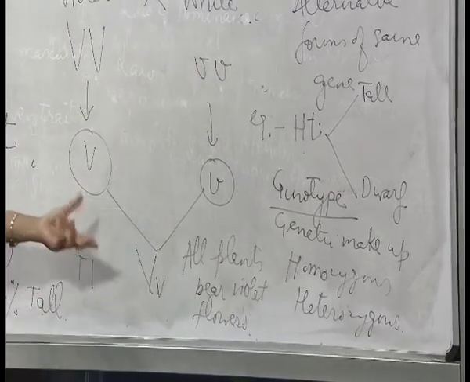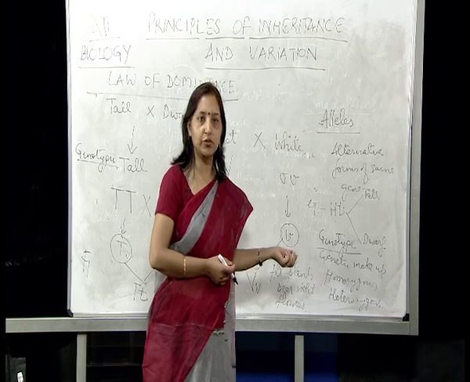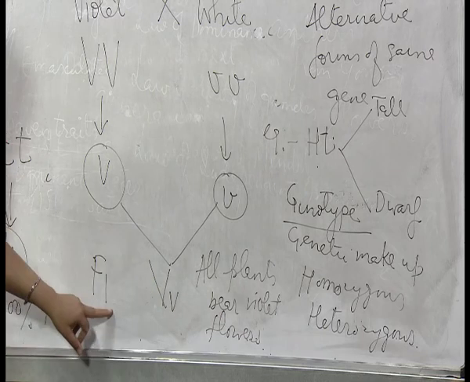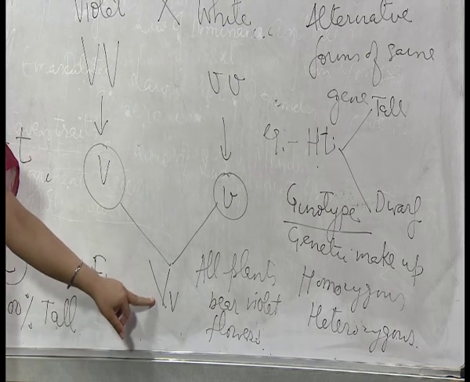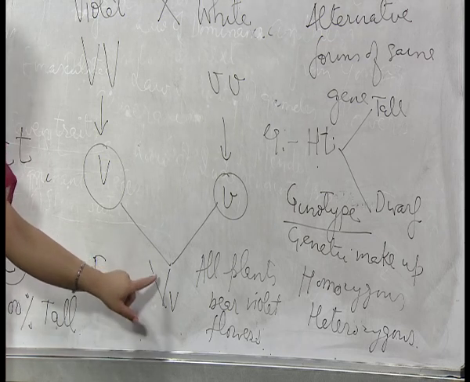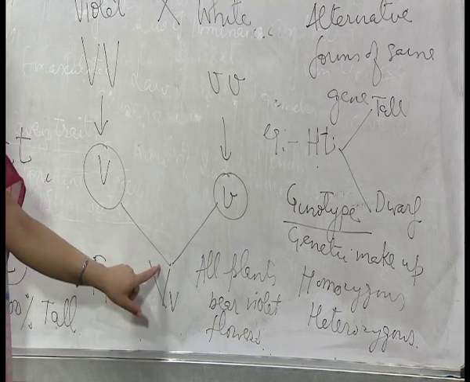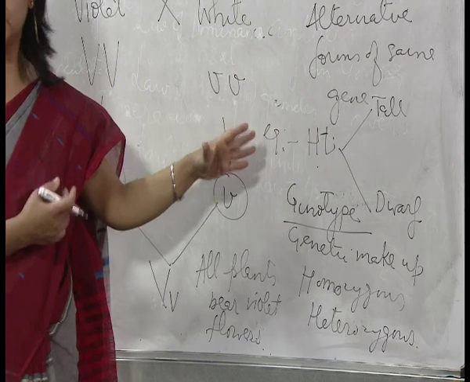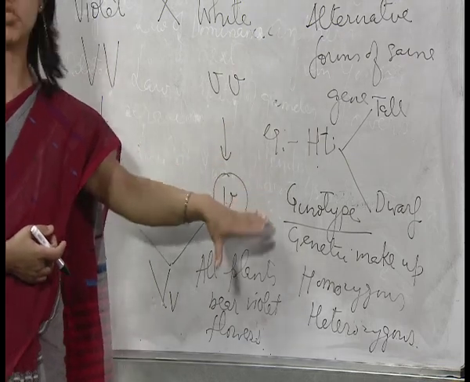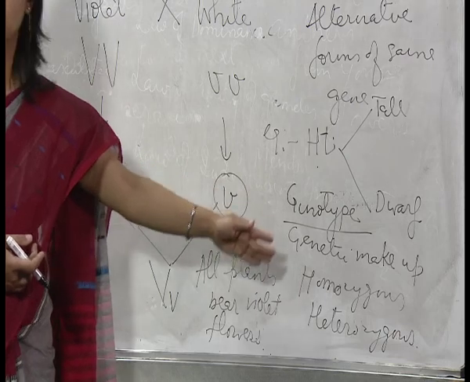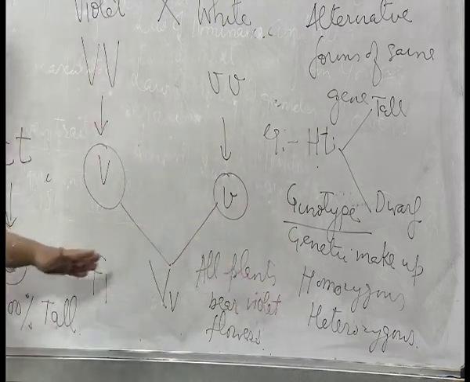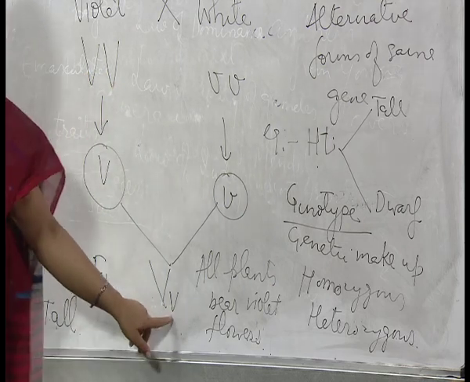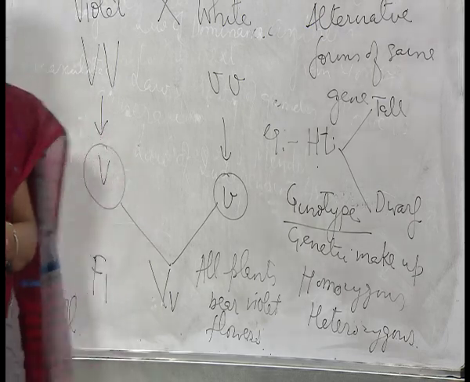But if the same allele is not duplicated, that is called heterozygous, or the hybrid organism. We can see in the first generation, all plants bore violet flowers, but they were all hybrid because the same allele is not duplicated. One is capital V and the other is small v. So the second term of inheritance is genotype, the genetic makeup of an organism, which is of two types, homozygous and heterozygous. Homozygous means when the same allele is duplicated in an individual, and heterozygous means when the same allele is not duplicated in the organism.